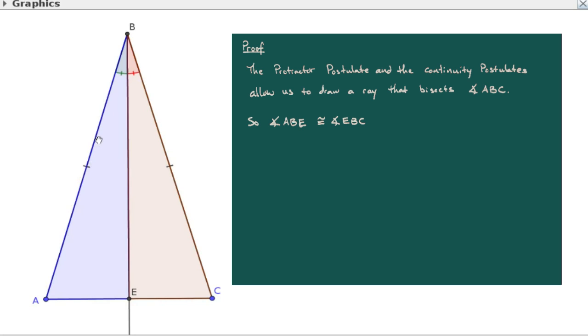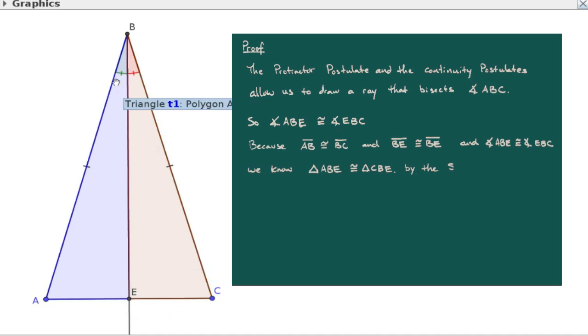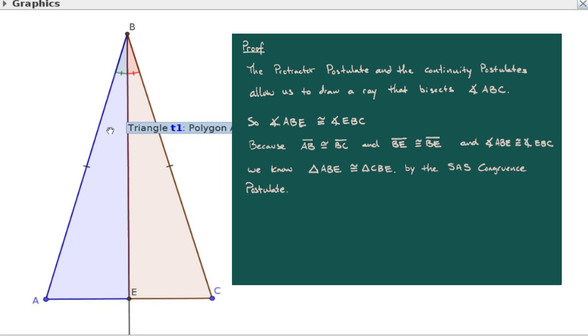Well, we know that this side is the same length as this side. We know that this segment BE is going to be the same length as itself. And because that's how we divided it up, we know that this green angle is going to be the same size as this red angle. So that's enough to tell us that both triangles are going to be exactly the same triangle.